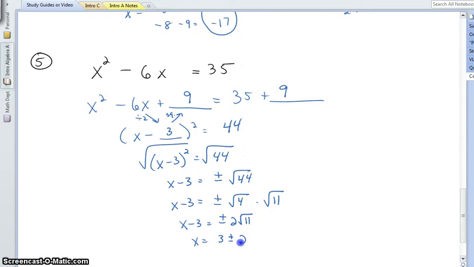They're still not like terms, so I cannot add them together. So that is my final answer. So that's completing the square.